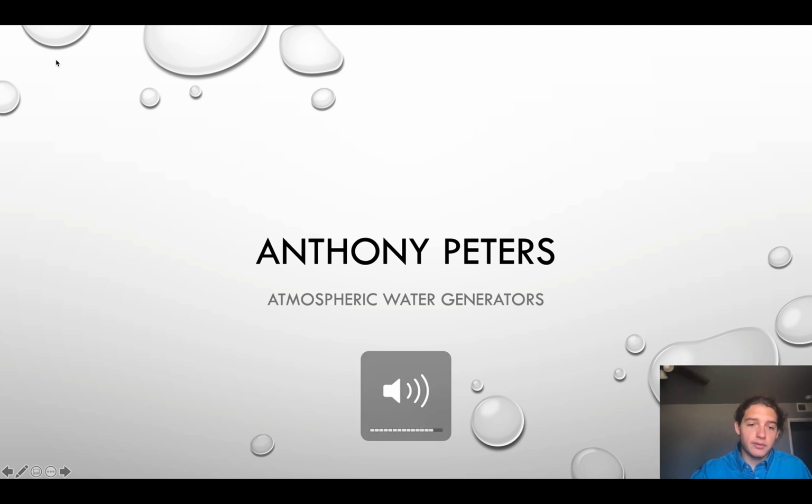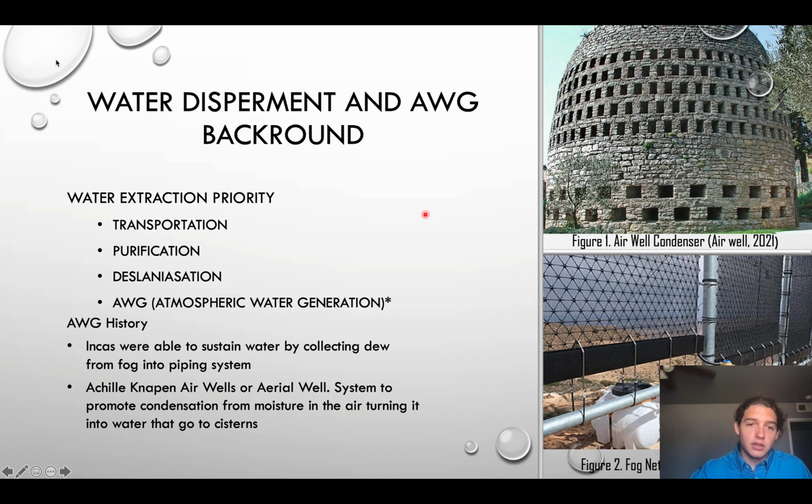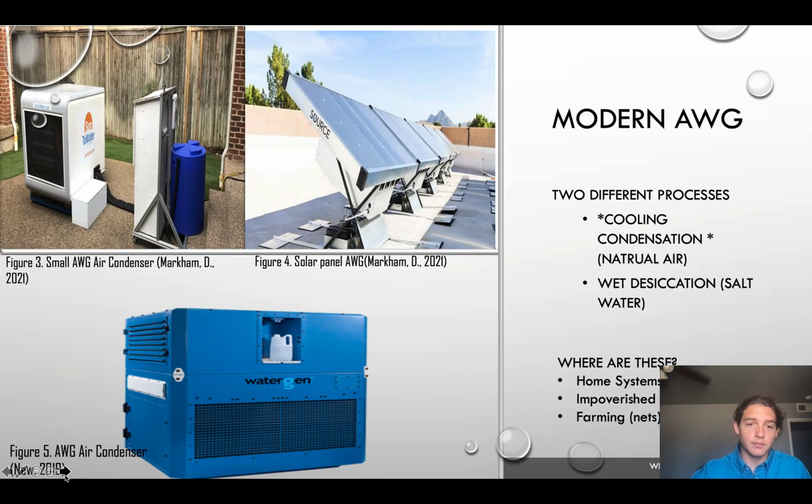Talk to you today about atmospheric water generators. So a little bit about atmospheric water generators. It is the process by which water is extracted from the air. It could be dated all the way back to the Incas, who used fog nets, or a more complex version where they use air well systems.